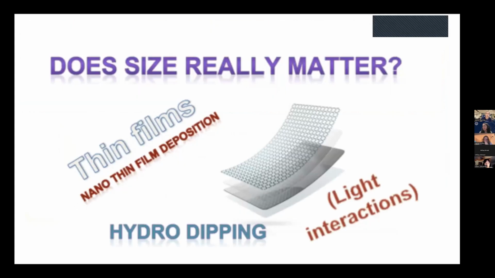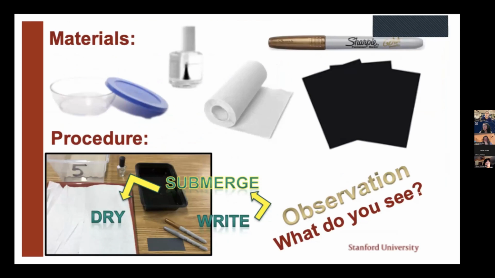So does size really matter? Looking at thin films. So the materials we're using are water, some kind of container, clear nail polish, some metallic Sharpies, some black construction paper.